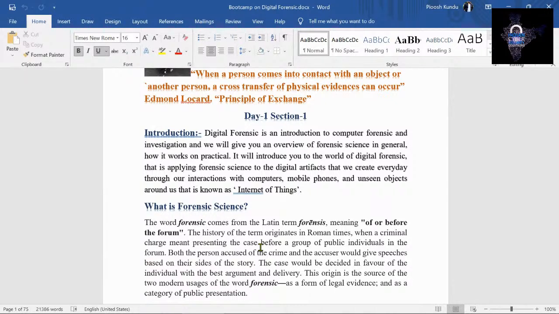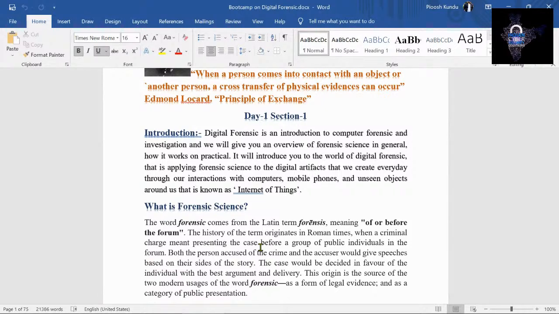Digital forensics is obviously a part of forensic science. So before we move to digital forensics, at first we have to know what forensic science is. The word forensic comes from the Latin word forensis, meaning of or before the forum. The history of the term originates in Roman times, when a criminal charge meant presenting the case before a group of public individuals in the forum.